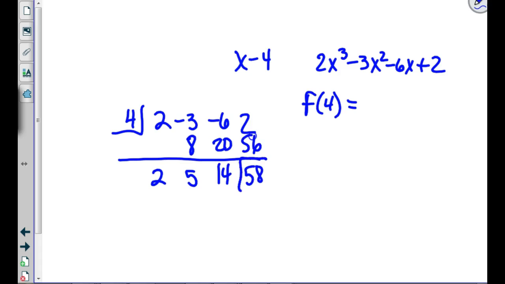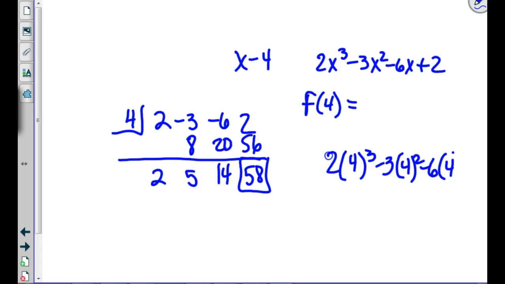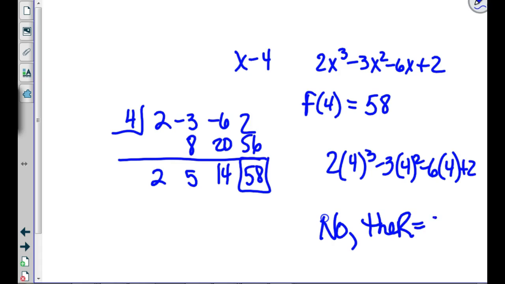I got 58. Did anybody type it in the calculator? You got 58? So this came out 58 as well. So the question is, is it a factor? No, because there's a remainder, right? The remainder equals 58. You can just write no, I'm just reminding you why. And that's supposed to say the remainder is 58. I just scribbled.